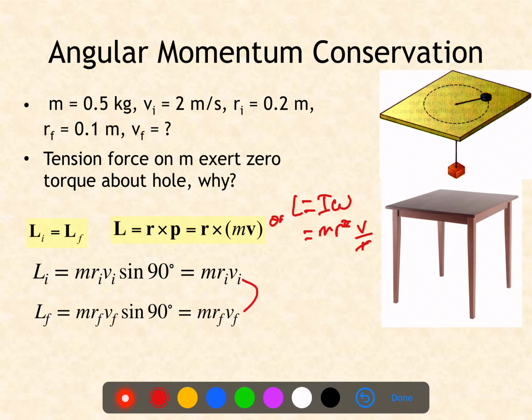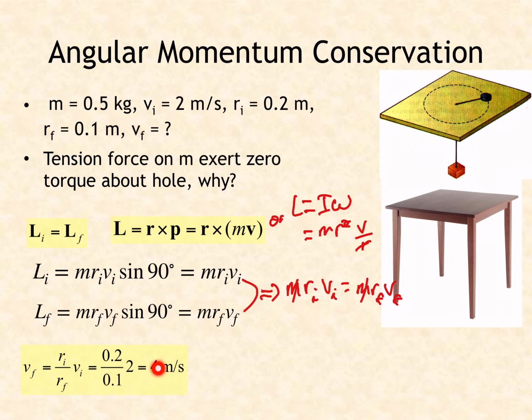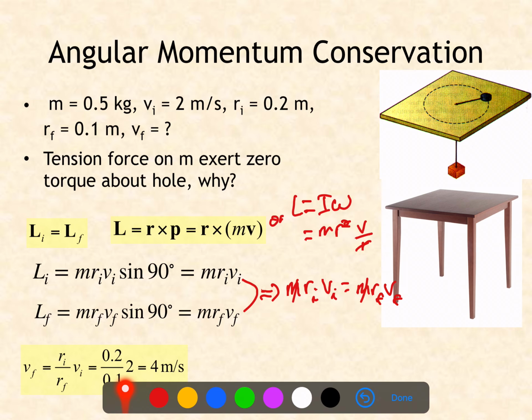So when I combine this and set the initial angular momentum equal to the final angular momentum, I get that m r initial v initial must equal m r final v final. The mass, as you see, cancels out. And then when I solve for the final velocity, I find that the final velocity of the puck at this smaller radius is 4 meters per second. It was only going 2 meters per second to start with, but we see now that this has shrunk. It is now 4 meters per second.